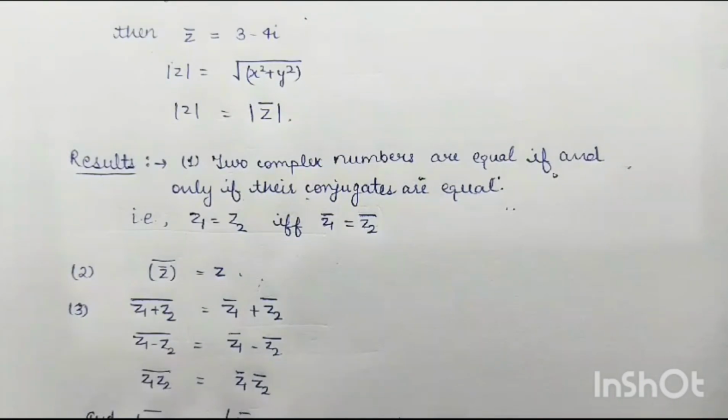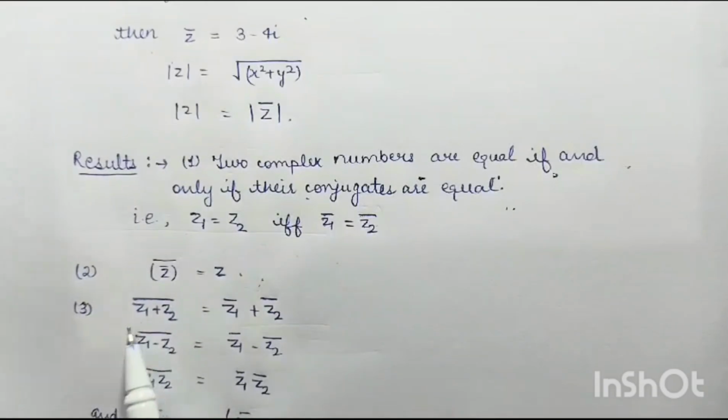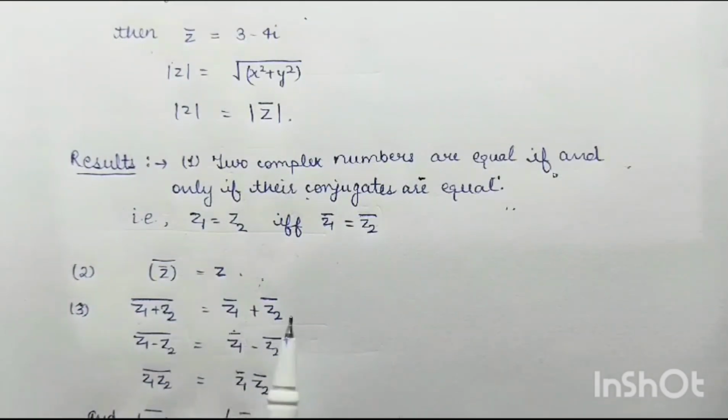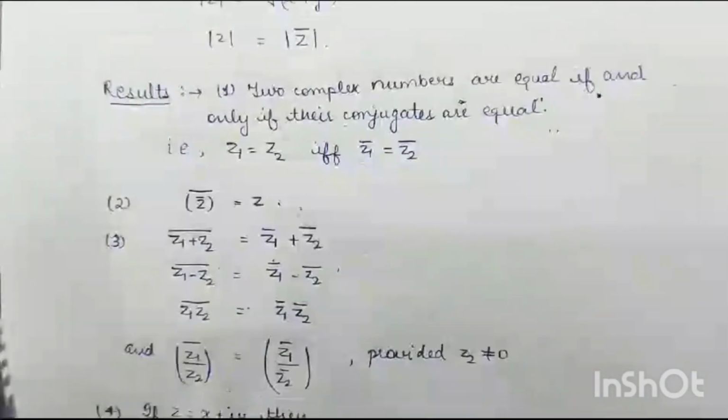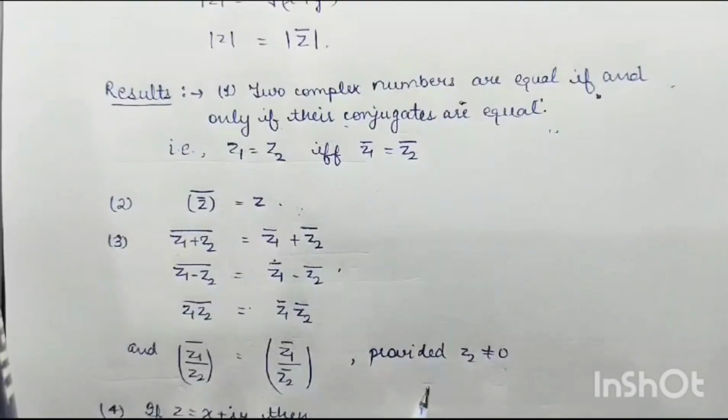Third, there are four properties: addition, subtraction, multiplication and division. Here, the conjugate of z1 plus z2 is z1 conjugate plus z2 conjugate. Similarly, we write it for subtraction, for multiplication, and for division also. Here z2 is not equal to 0.